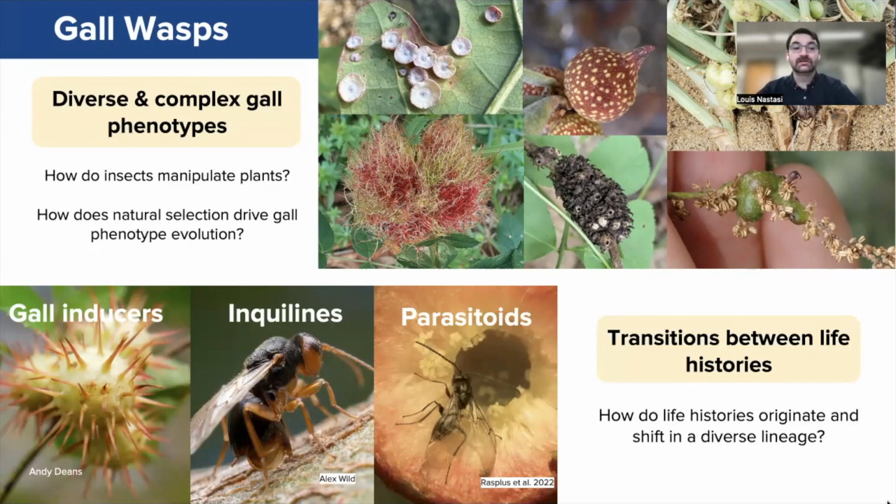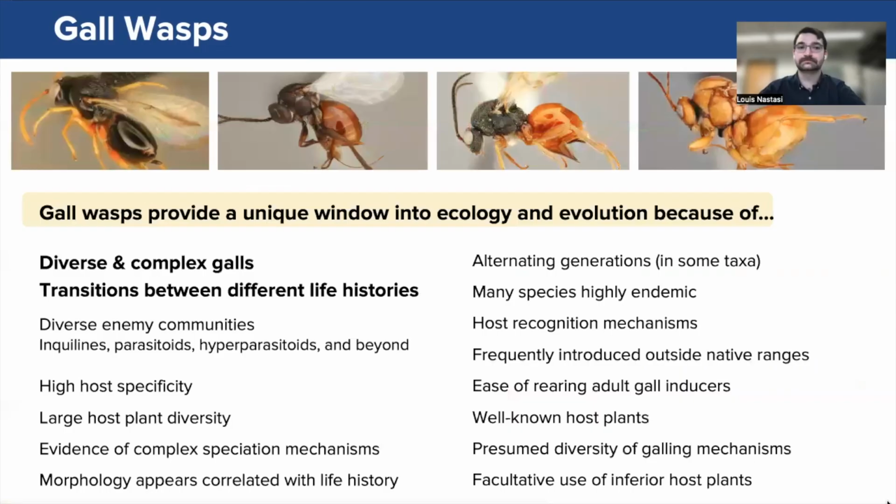As you might imagine, most gall wasps are gall inducers, but we also have a group of gall wasps termed inquilines that can't induce their own galls anymore and instead have to develop inside galls induced by other gall wasp species. Beyond that, we also have typical insect parasitoids, which will lay their eggs inside of galls and then feed on insects already present there. And this gives us an opportunity to investigate how life histories originate and shift in diverse specialist insect lineages.